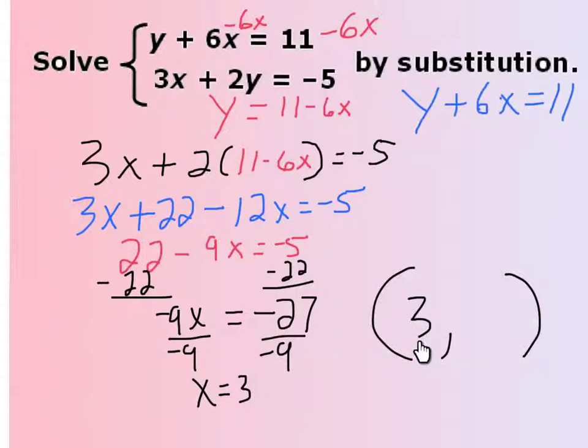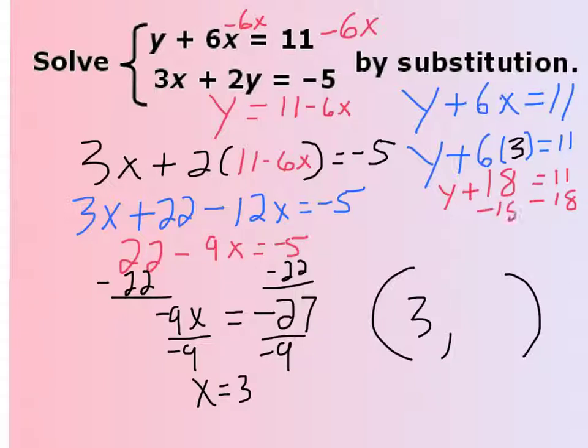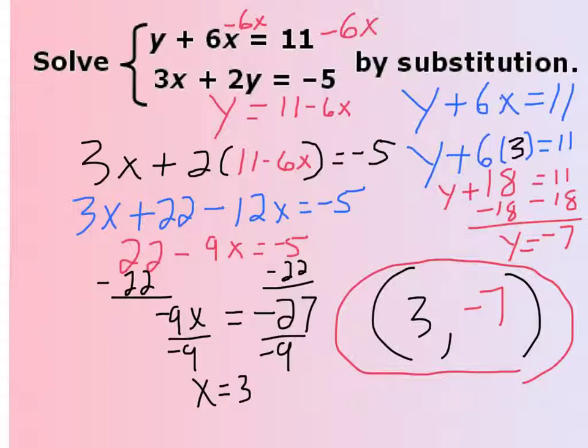Alright, so now that I know that x equals 3, I need to take that value and put it back into one of these equations. I'm going to pick the first equation, but it doesn't matter, so I'm going to take the 3 and put it right there. Okay, so next we'll just solve this. This is 18, and I have y plus 18 equals 11, so then I minus 18 from both sides, and I end up with negative 7. So y equals negative 7. And remember, our entire answer is 3 comma negative 7 because it represents a point on the graph where they both meet, where both lines touch.